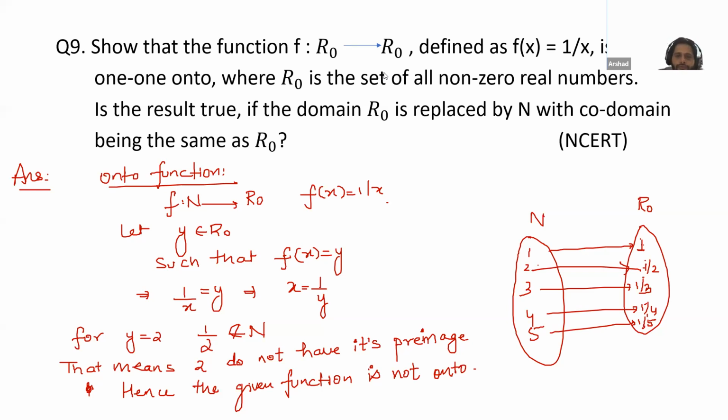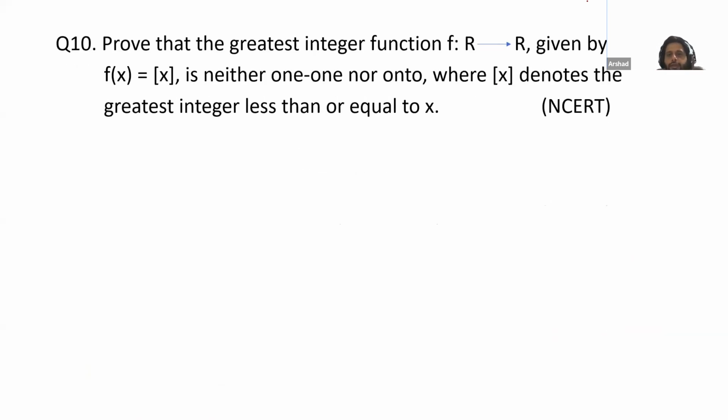Okay, Abdul, very good. So Farhad and Rifat, I guess you have also completed this. Now we will start the next question. Okay, next is: prove that the greatest integer function given by this is neither one-one nor onto, where this denotes the greatest integer function. So last year you have already done the greatest integer function, and I know that you do not remember this. f(x) is equal to the greatest integer function.